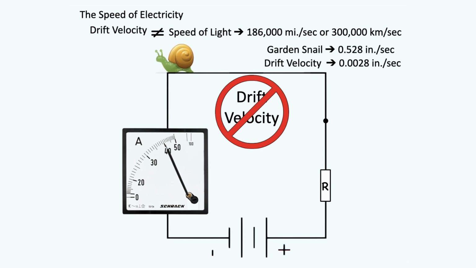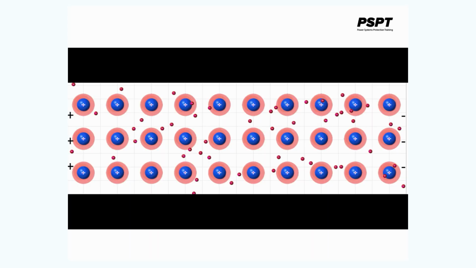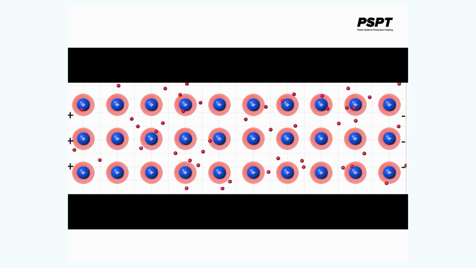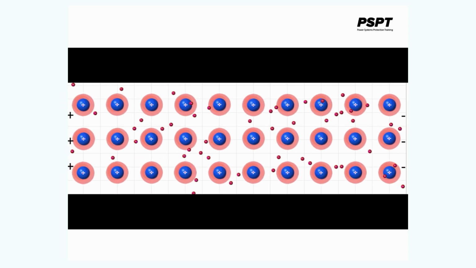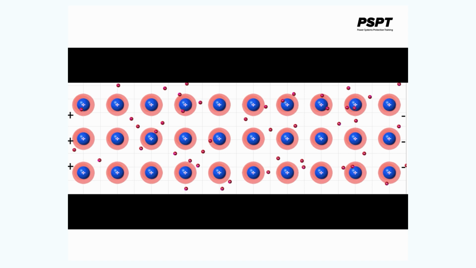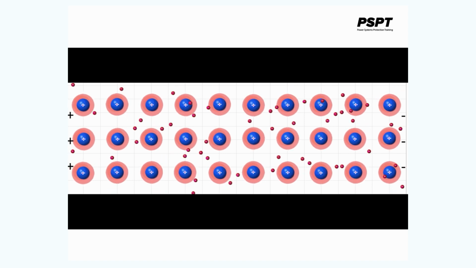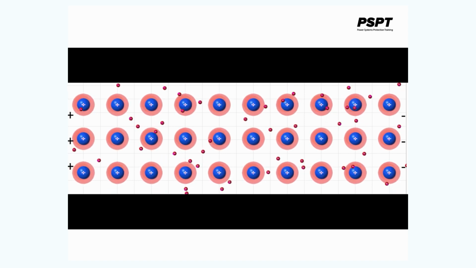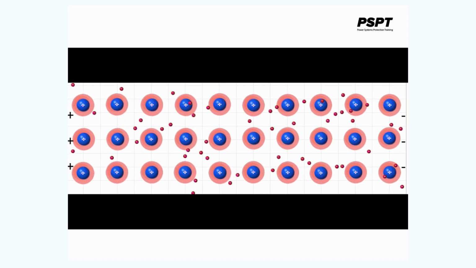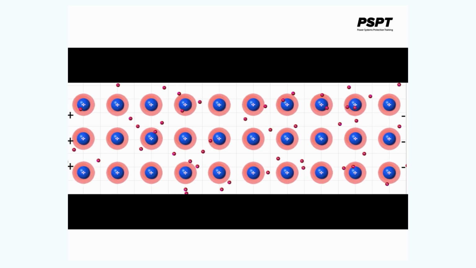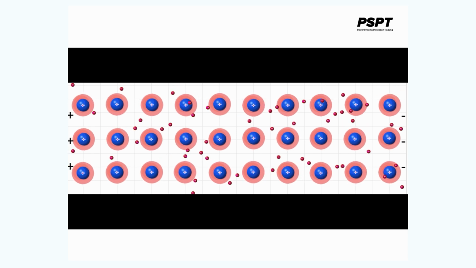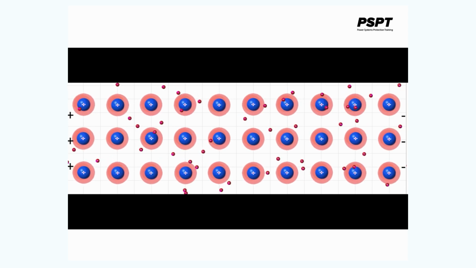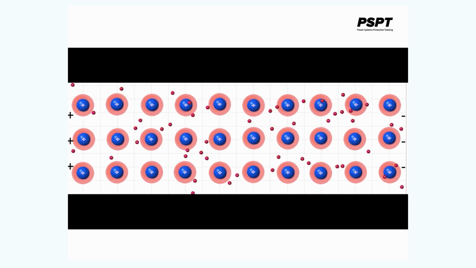So, what's going on here? How can electricity seem to move at the speed of light, yet an electron flow is slower than a garden snail? In order to answer that question, I'm going to again zoom in to the subatomic level and consider what's going on in a wire, in this case in a two-dimensional fashion, 3 atoms by 10 atoms, as you can see. There's a positive charge on the left-hand side and a negative charge on the right-hand side, which would be indicative of connecting a battery with a positive end on the left and a negative end on the right.